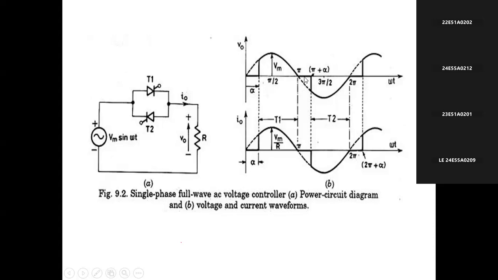So from pi to pi plus alpha, both T1 and T2 are open. That means the load is disconnected from the source, so we are not getting the output voltage from pi to pi plus alpha.